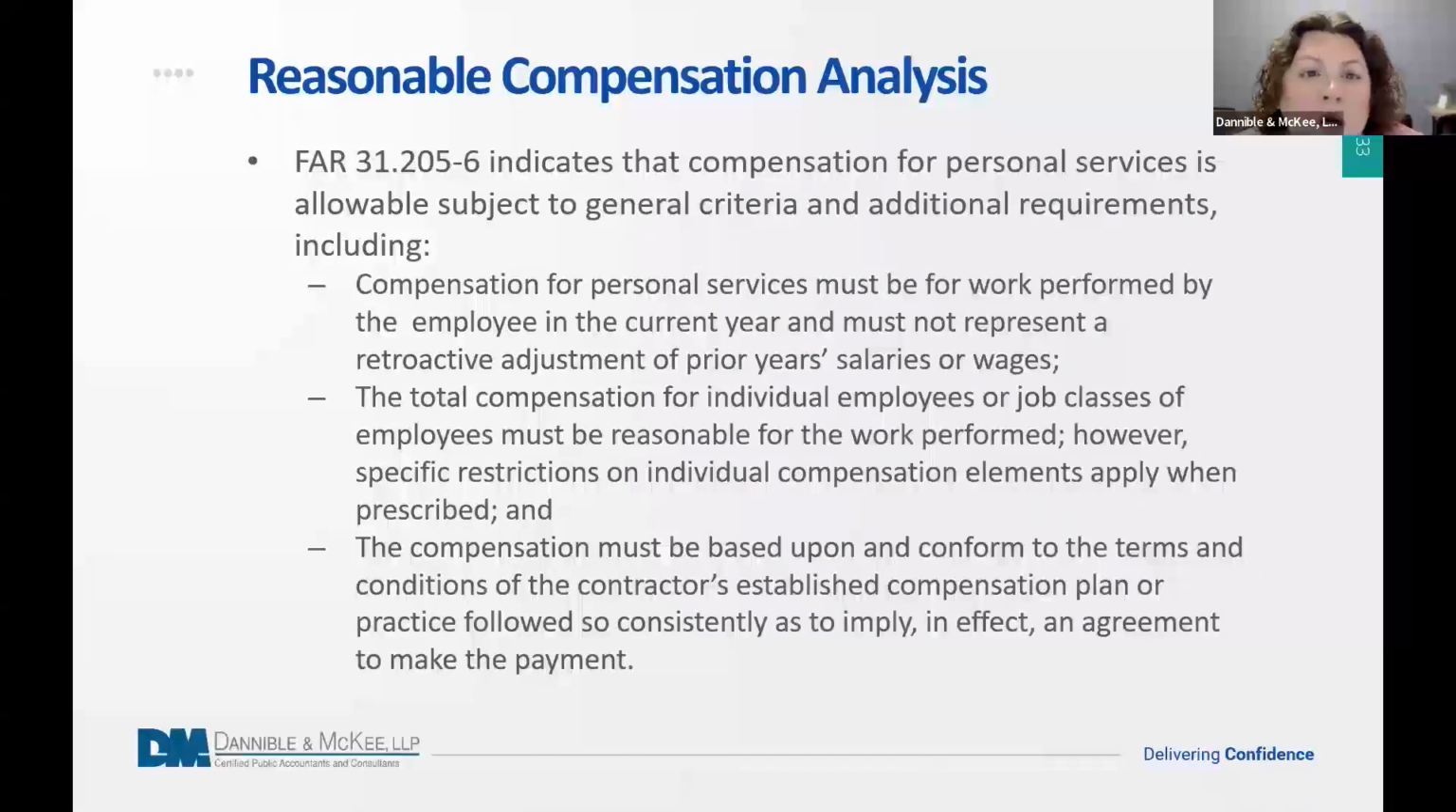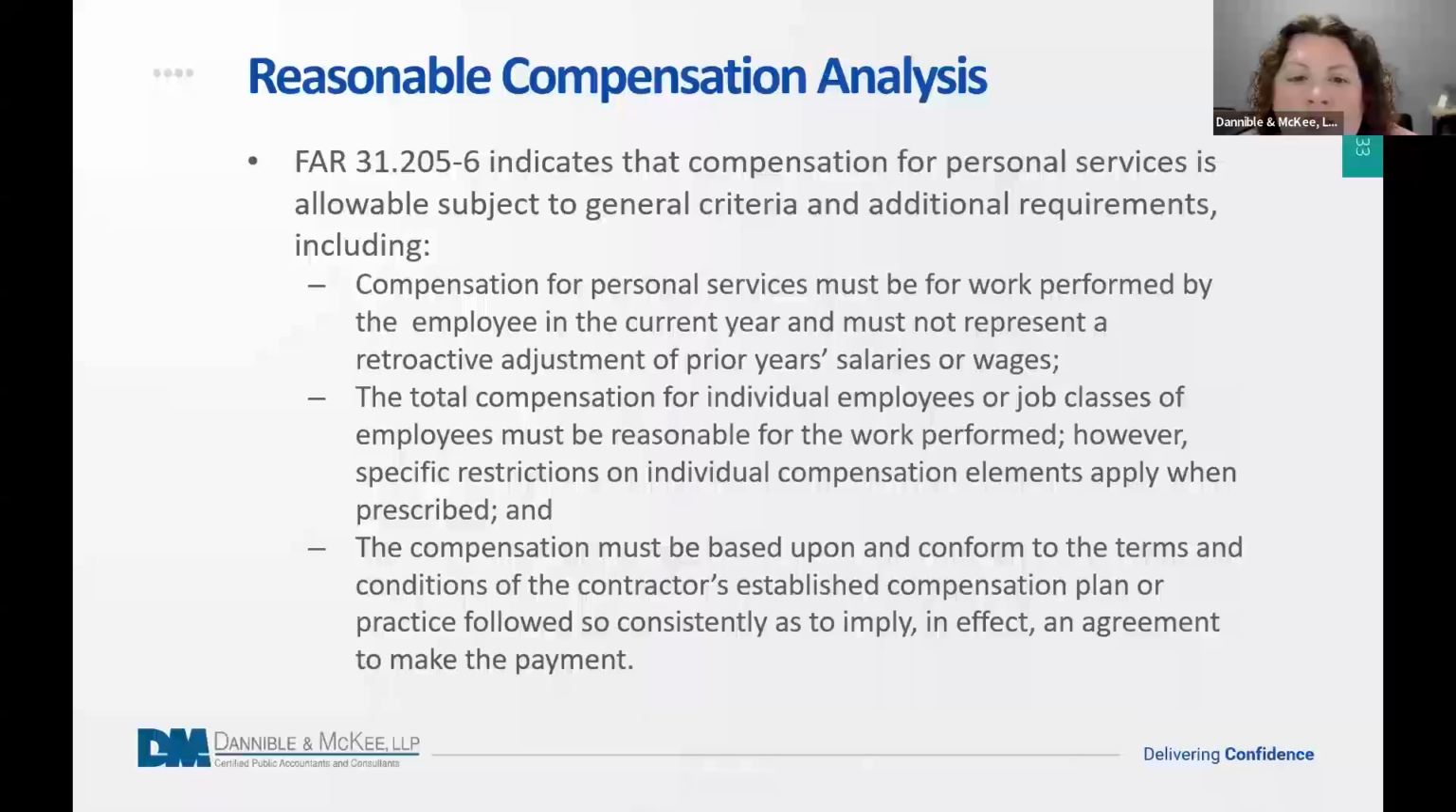So FAR indicates that compensation for personal services is allowable subject to general criteria and additional requirements. So what the heck does that mean? Compensation must be performed by the employee in the current year and must not represent a retroactive adjustment of prior year salaries and wages.